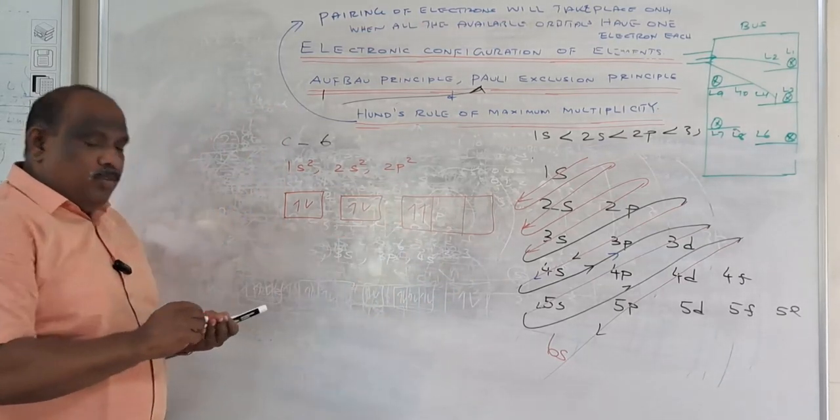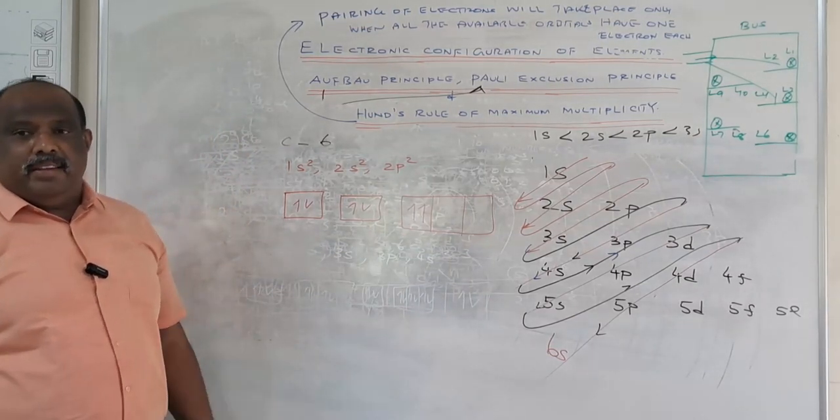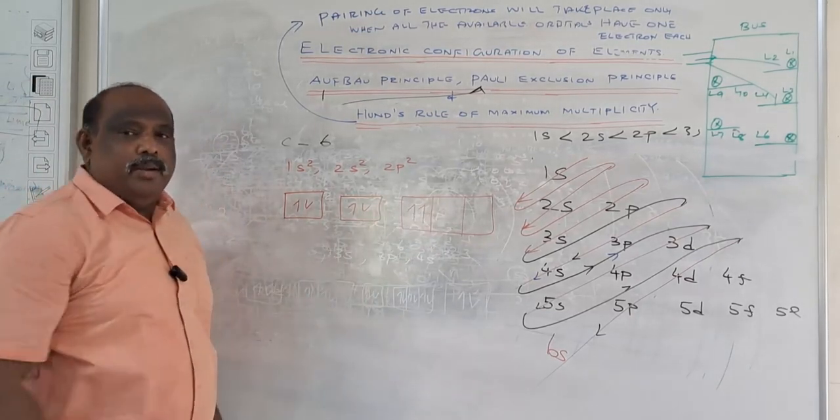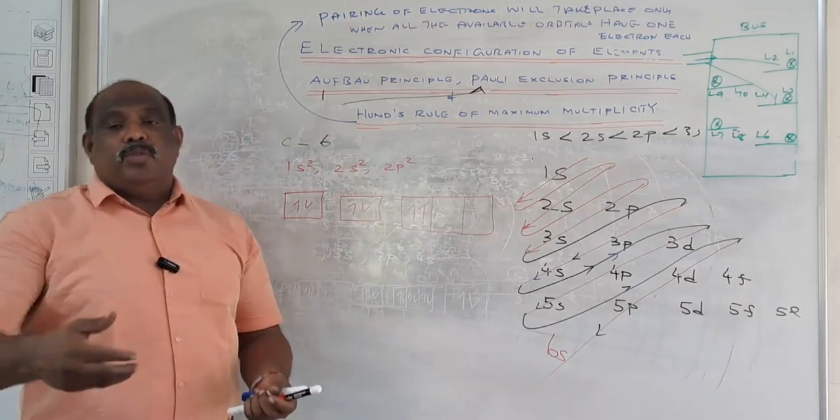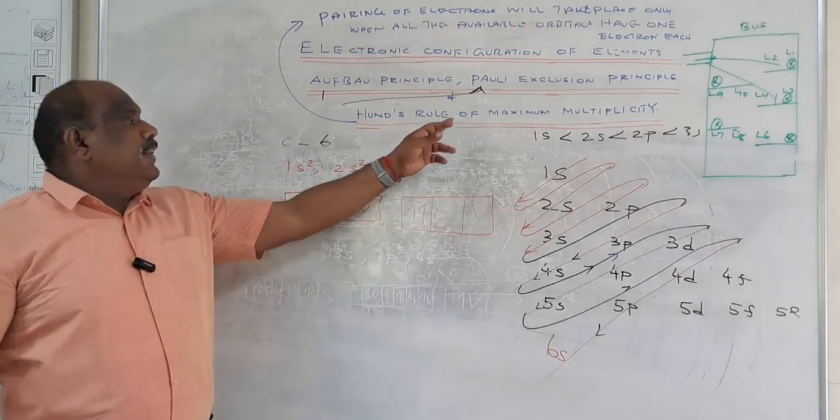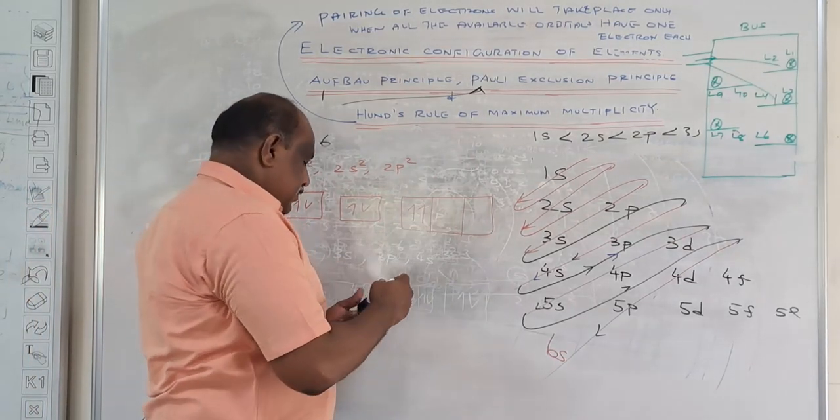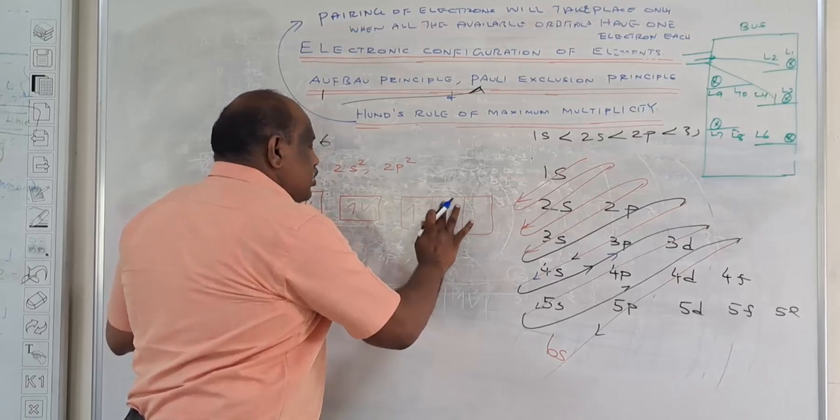Is it right or wrong, first of all? It's wrong. Why? This electron should be moved to the next one because pairing should not take place when all the available orbitals should have at least one electron each. So which rule is it violating? It's violating Hund's rule, because this electron should not be here. Instead of this electron here, it should be here. So it's violating Hund's rule.